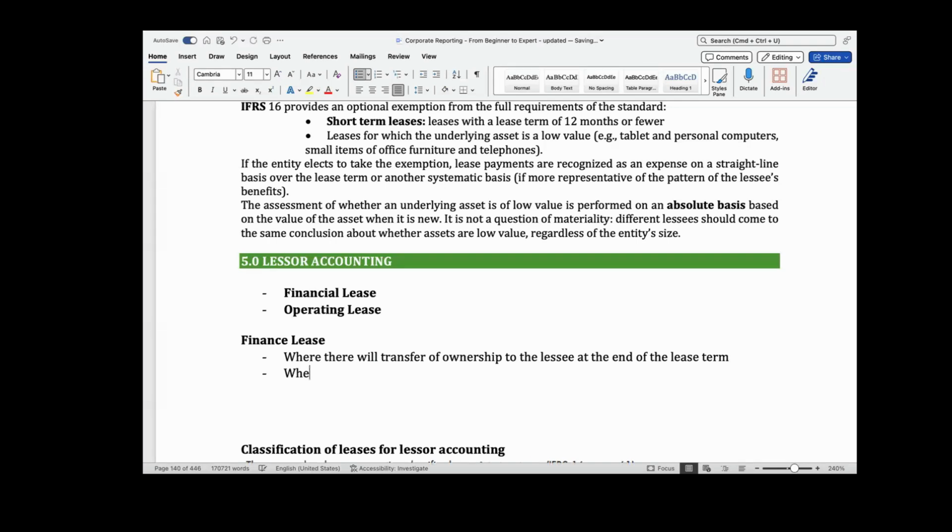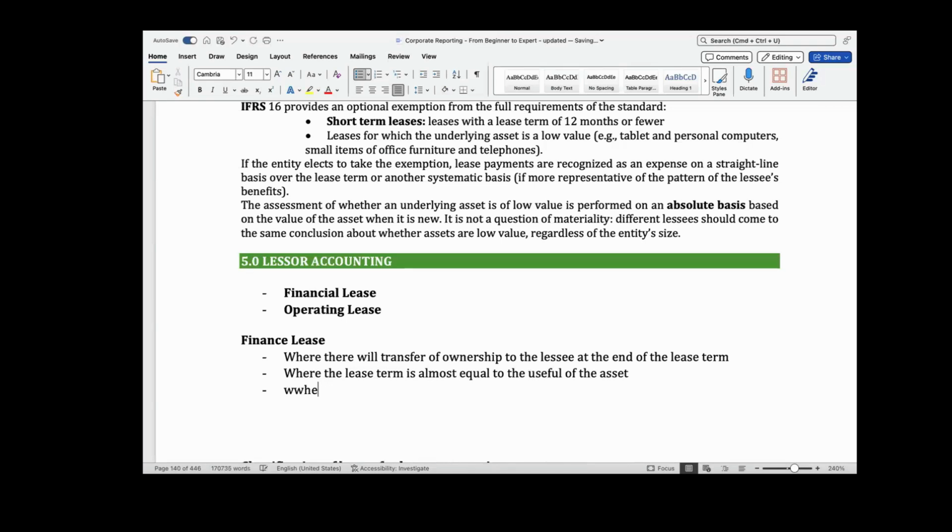Another one is where the lease term is almost equal to the useful life of the asset. This is also another indicator that the lessor has transferred risk and reward. This is as good as the asset is not coming back to the lessor. This asset is gone.